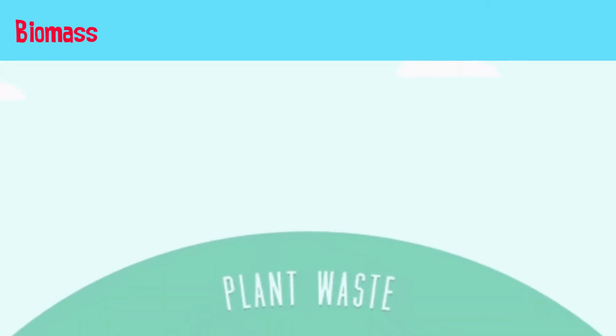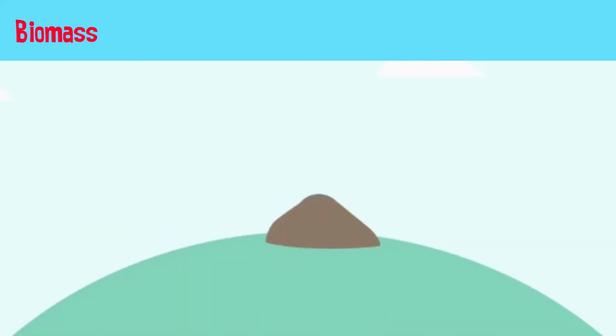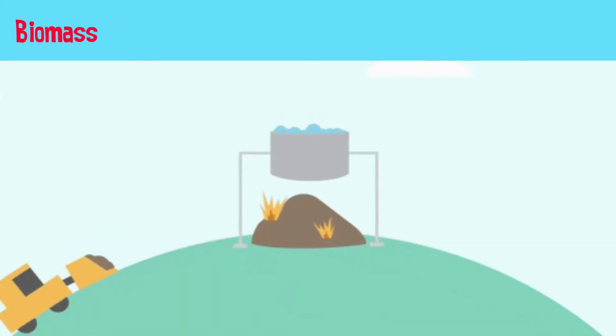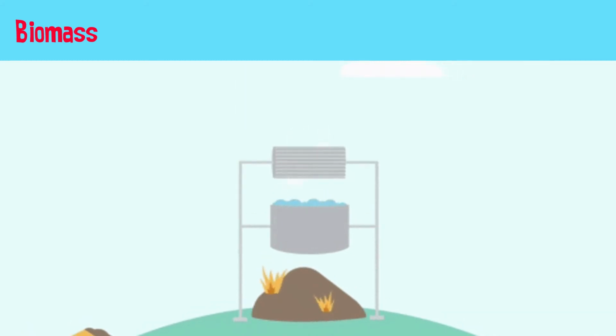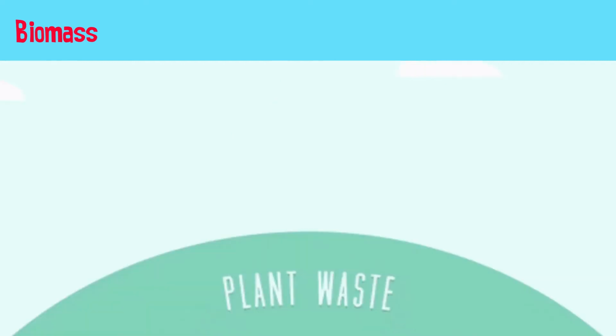For a biomass power station, rotting plants and agricultural waste such as oil palm kernels and household sewage are used to produce methane gas and alcohol. This is because the heat energy from the burning of biomass is used to generate electricity.